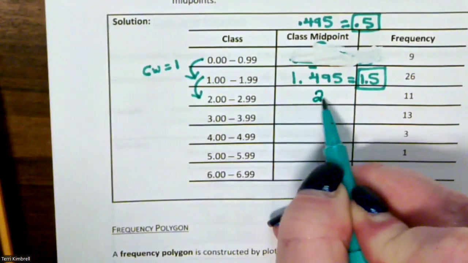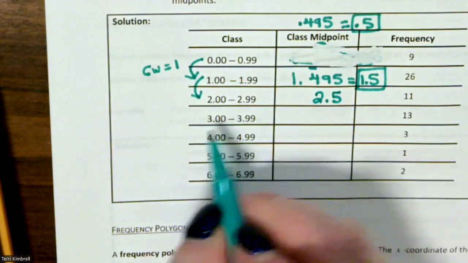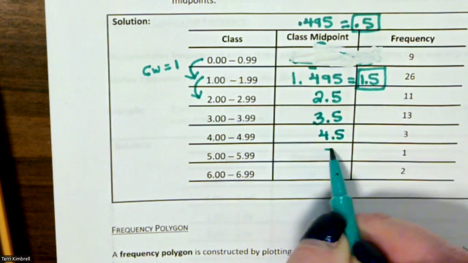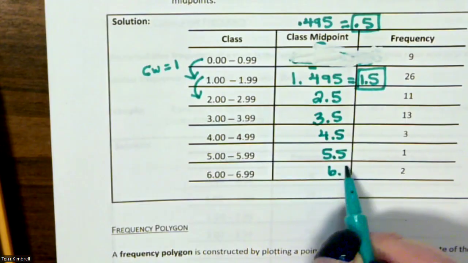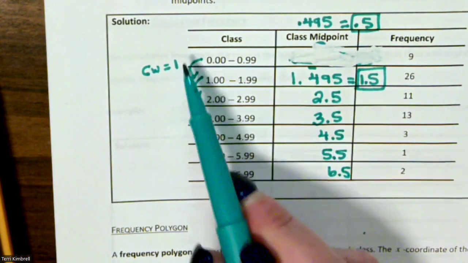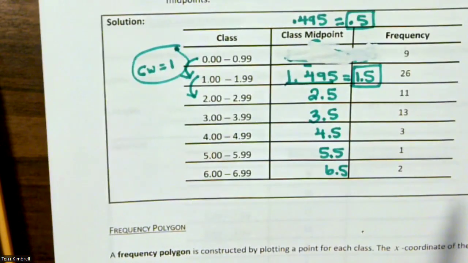Which would be around 2.5. Okay. So if I was adding 1 and going straight down, I would have a 3.5, a 4.5, a 5.5, and a 6.5. So just remember, it's going to be that class width going vertically and stick with whatever it's asking you to round to.